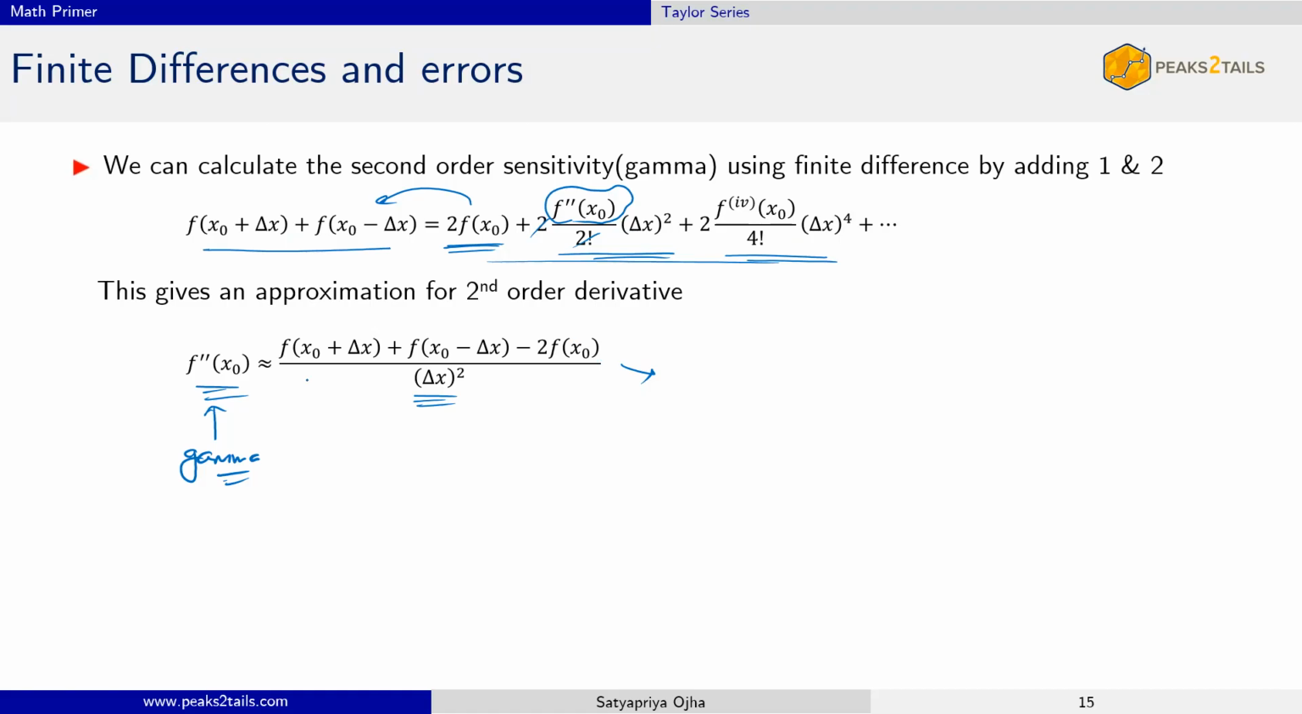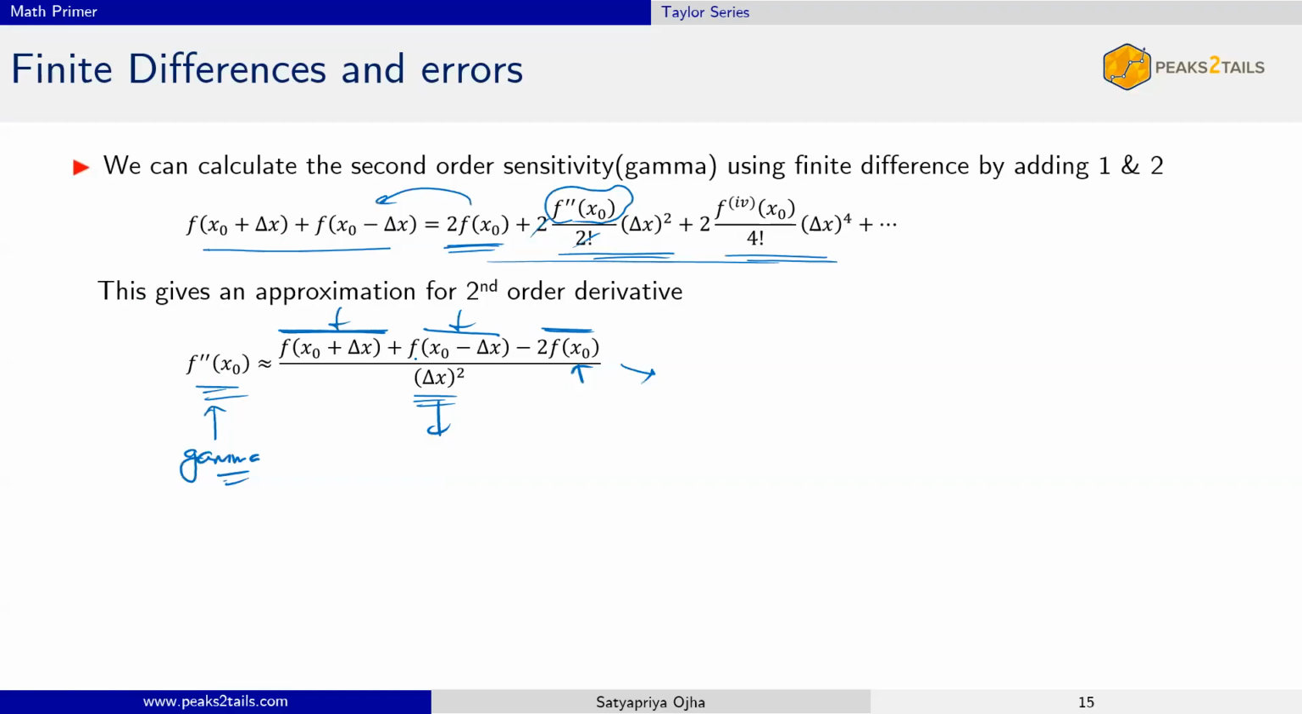Okay. So how do you do this? It's very easy. Shock the x upwards, revalue. Shock the x downwards, revalue. Minus 2 times the original value, divided by the shocked amount whole square. And this definitely requires two valuations. You cannot escape it. Gamma is costly because you at least need 2 valuations if you're using finite difference.